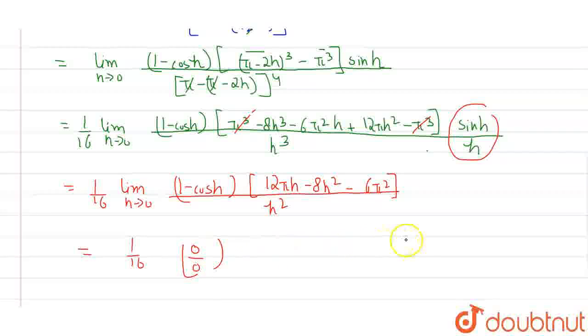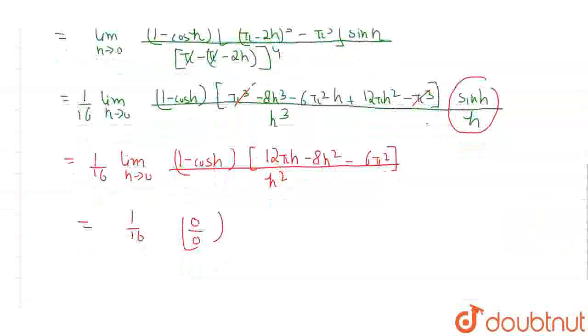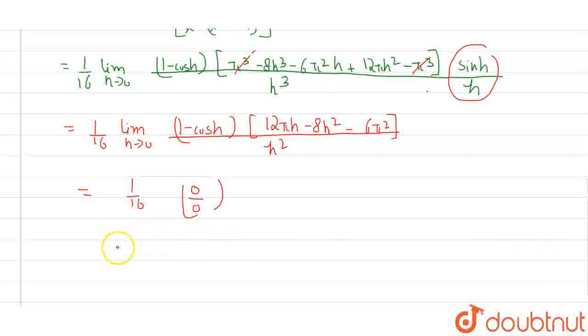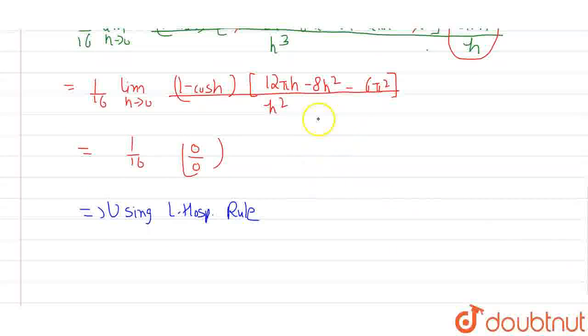we will use L'Hospital's rule, which states that we have to differentiate the numerator and denominator with respect to the variable h, and then take the limit. This is what we have to do now, right? So we will use L'Hospital's rule, and now we will further solve this equation.